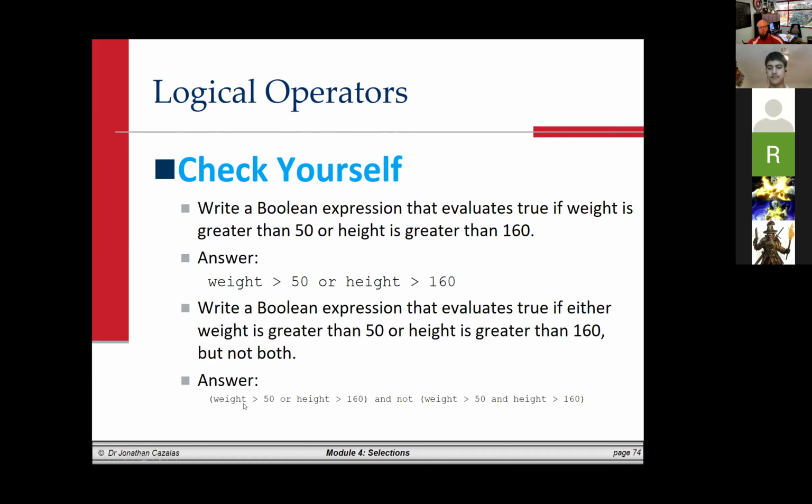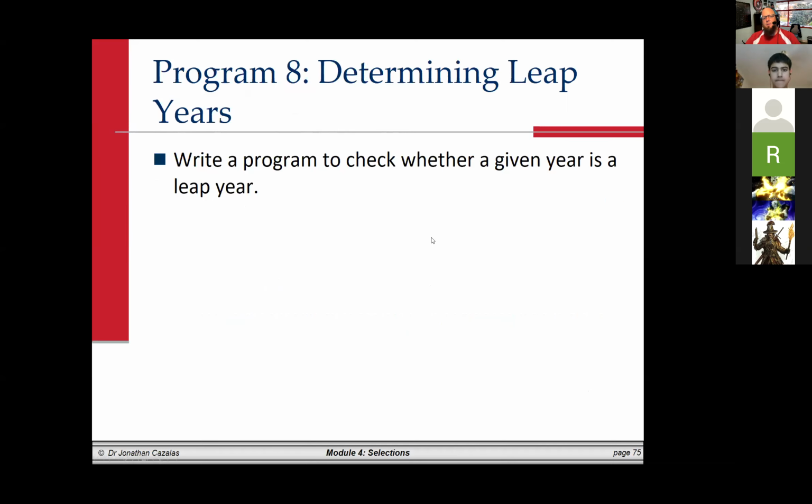So here it was true if the weight is greater than 50 or the height is greater than 160, but not both of them. So it's true right here. Bear with me, I'm trying to get my pen back. It's true if one of those is correct and not both of them. So hopefully that covers that. You can see there's some thought involved. It looks easy, but you have to really think about it.